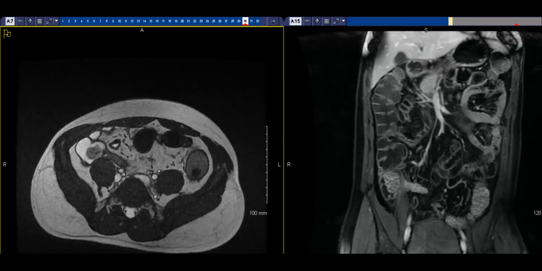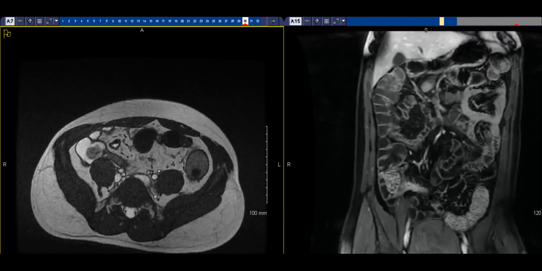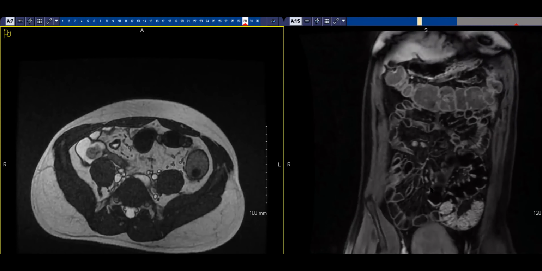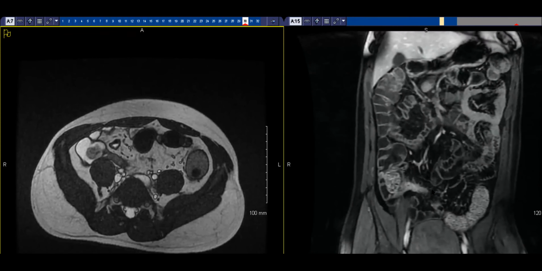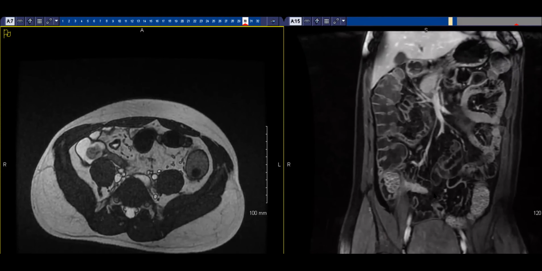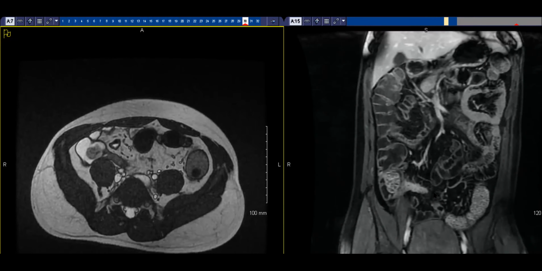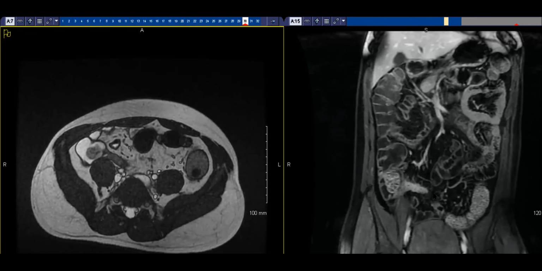But I want to draw your attention to the comb sign that's happening around this appendix. And the patient is not acutely ill. He just has this chronic crampy pain, which is why they were thinking Crohn's disease. So this, I believe, is an isolated appendiceal Crohn's. And it can happen. It doesn't happen a lot. It happens in a very small minority of patients, close to 1%.